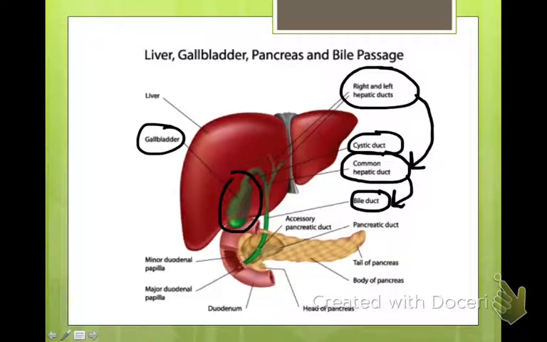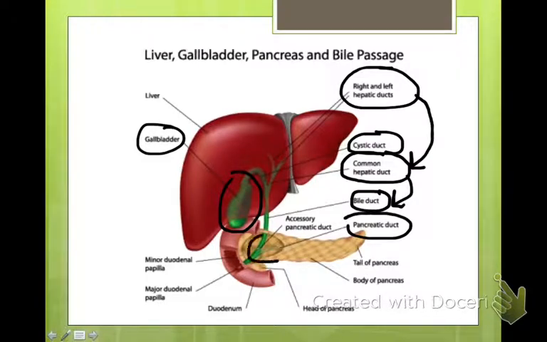So it'll pull from there if it needs any extra. So the cystic duct is only used to get bile in and out of the gallbladder when needed. So after the bile comes down the bile duct, it actually meets up with the pancreatic duct.